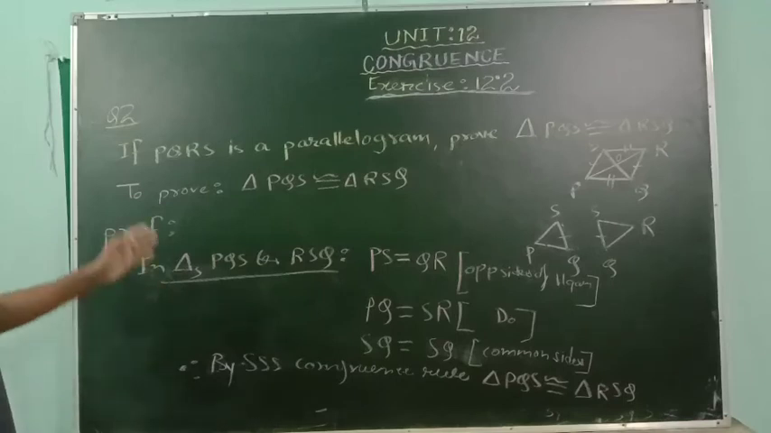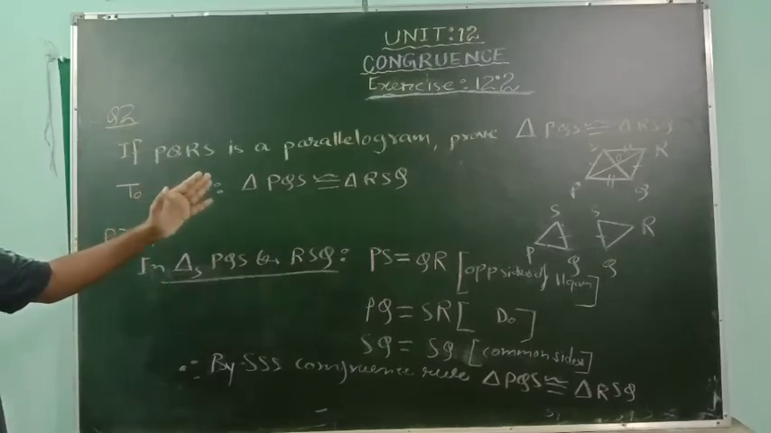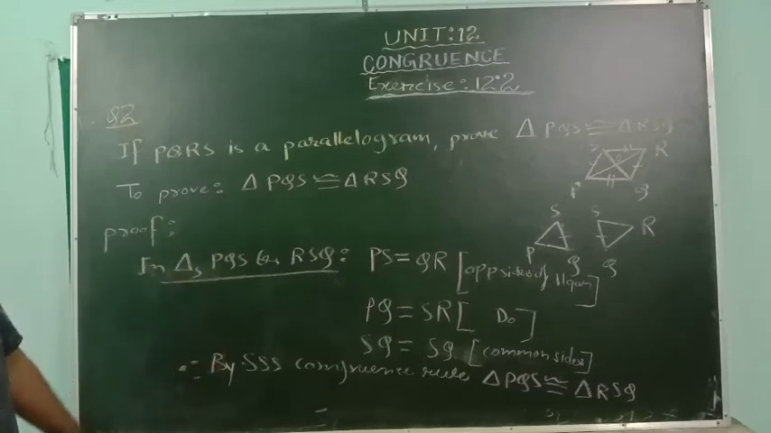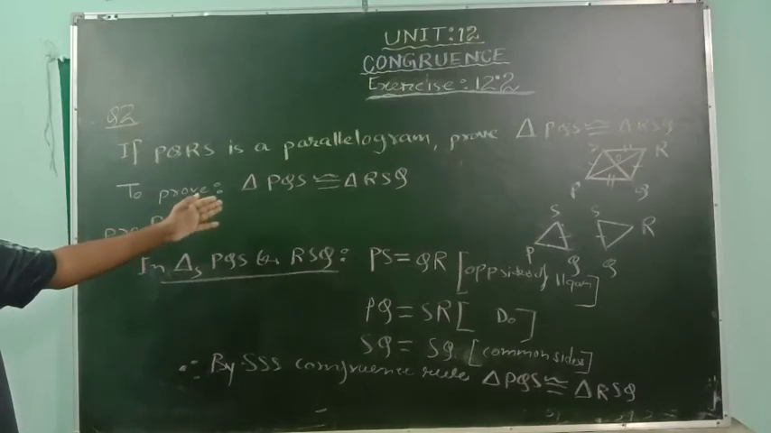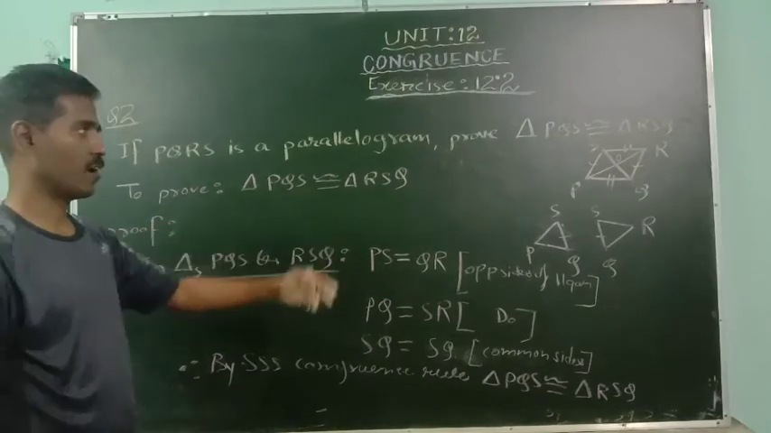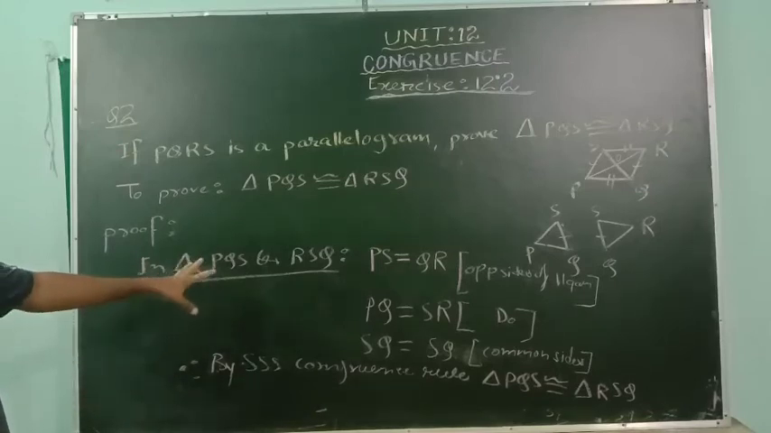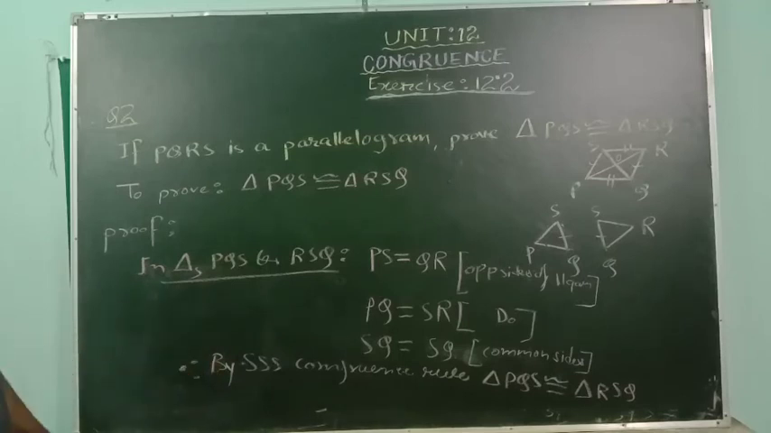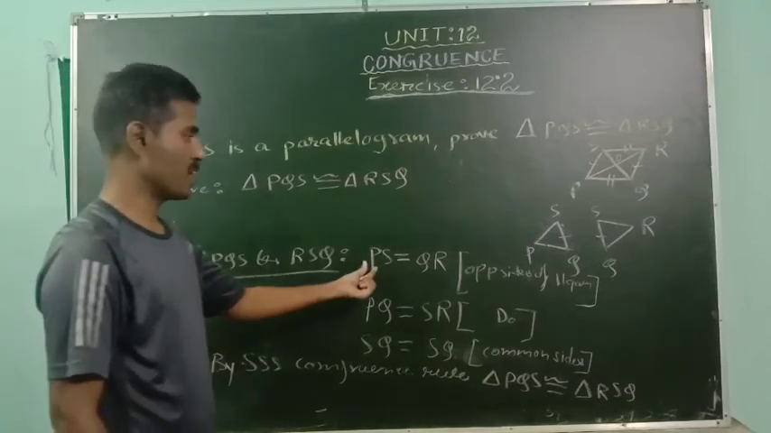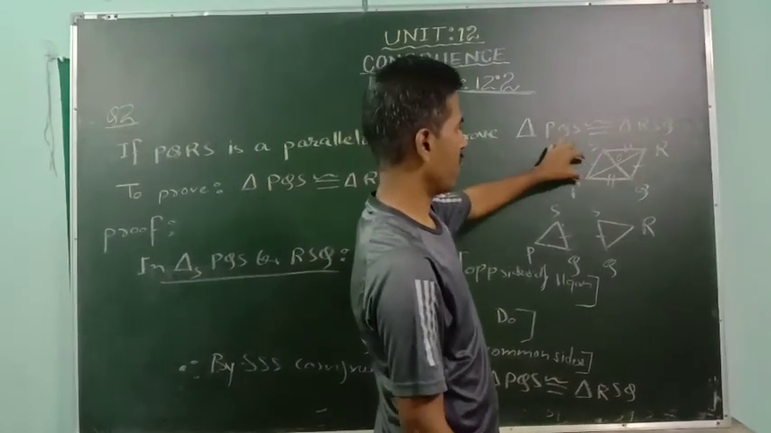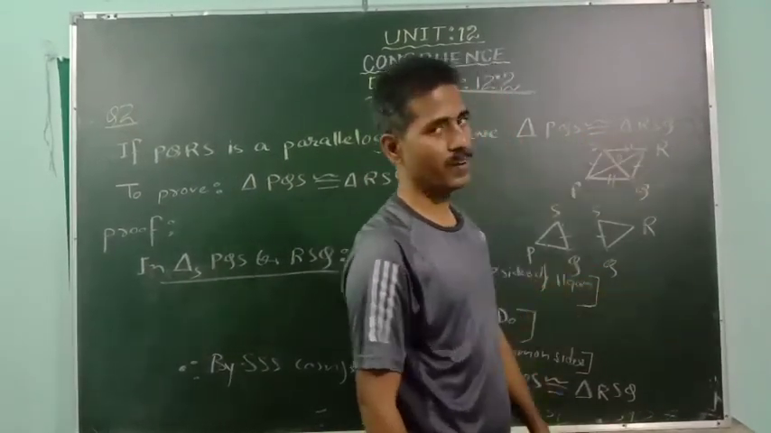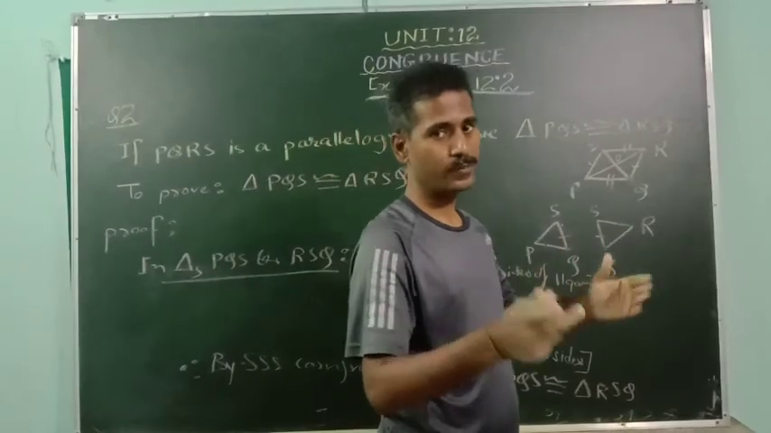A very simple question. If PQRS is a parallelogram, prove triangle PQS, sorry, prove triangle PQS is congruent to triangle RSQ. So proof: we have taken both the triangles, PQS and RSQ. So PS equals QR. Both these sides are equal. Why? Because they are opposite sides of a parallelogram.